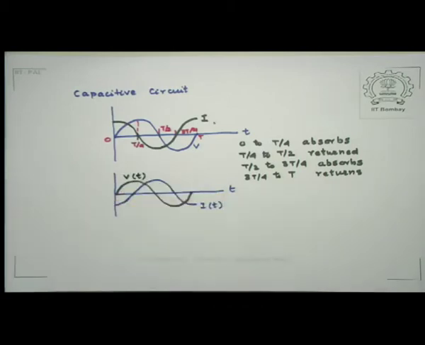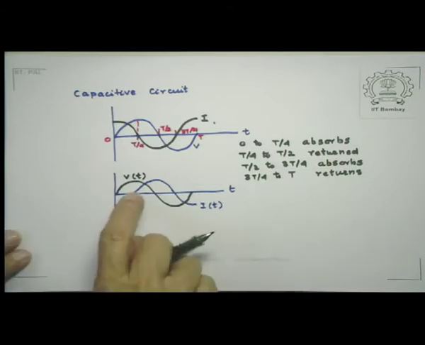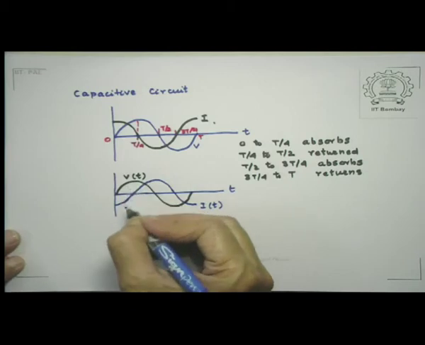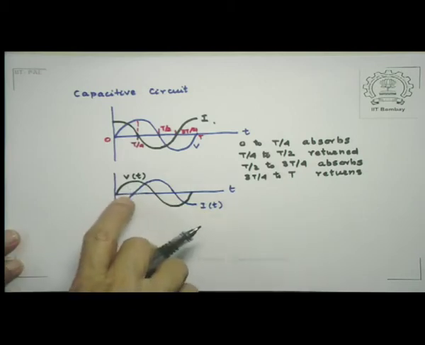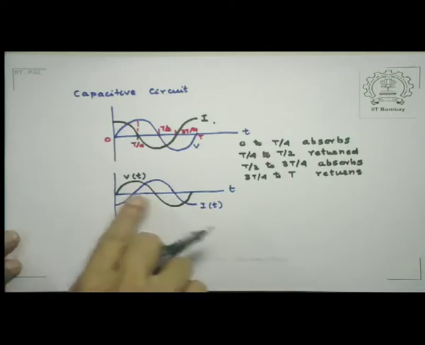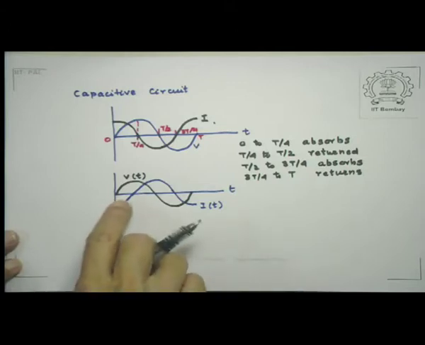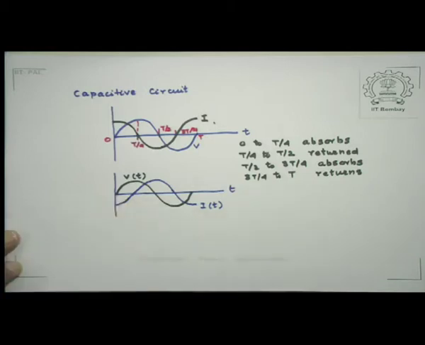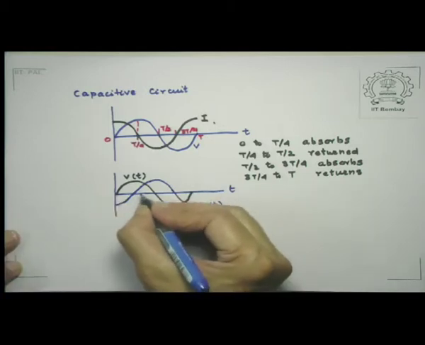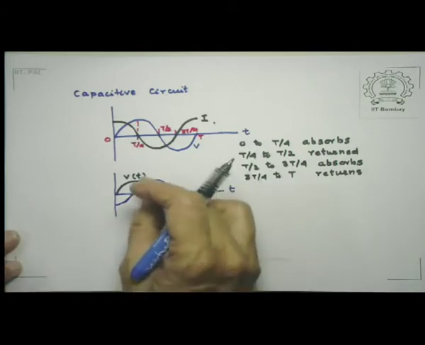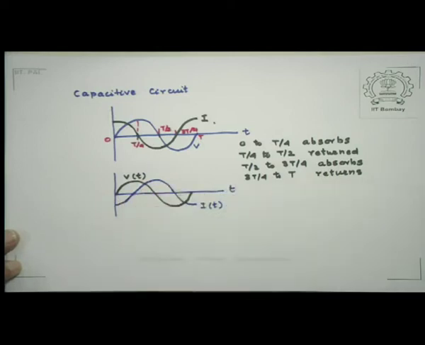So here you notice that in the first quarter cycle from 0 to T by 4, the product is negative. You recall that the power is being returned, which it had absorbed in the preceding quarter cycle. I have already pointed out that this is not really the point where you actually switch it on, but a reference point from some time. In the next quarter cycle, both of them are positive, so power is absorbed and again returned and absorbed like this.